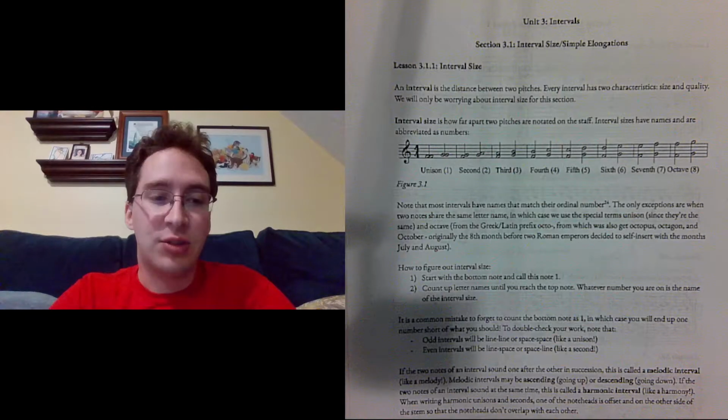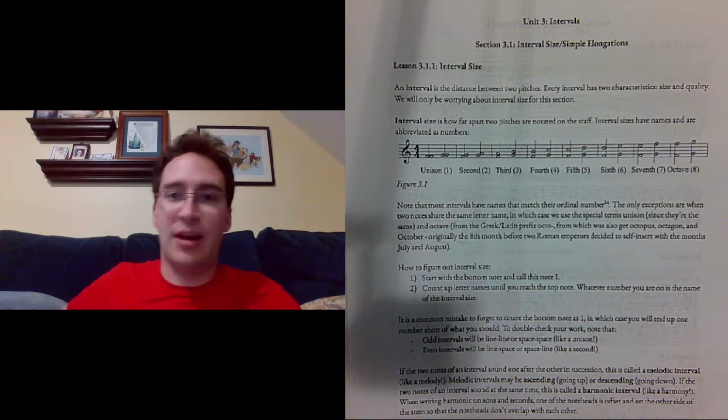Welcome to Unit 3 on intervals, and we'll get right into it with Lesson 3.1.1 on interval size. All intervals have two aspects that we're going to be talking about. One of them is size, and one of them is quality. Right now we're just worrying about size, which is definitely the easier of the two concepts.